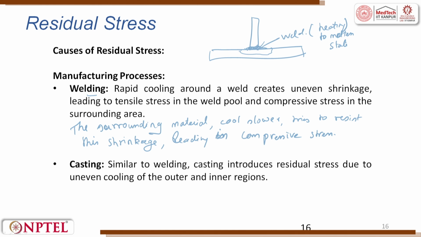In the same way, the other manufacturing process is casting. Similar to welding, casting introduces residual stress due to uneven cooling at the outer and the inner region. Casting and welding, as of now you should try to understand a little bit. In welding, what happens? You will have a rod, you try to melt it, a small area of melt happens, because you apply a very high current, and then you drop it in the gap. In casting, what happens?